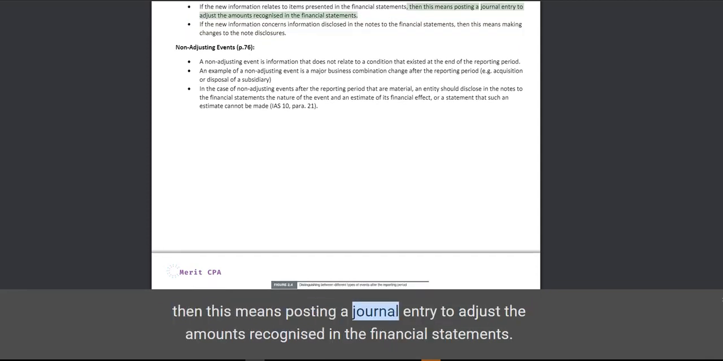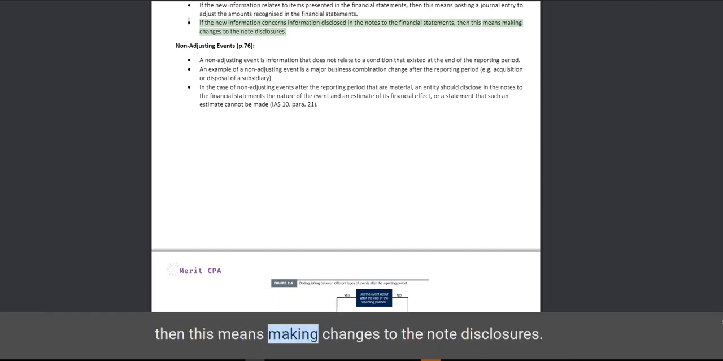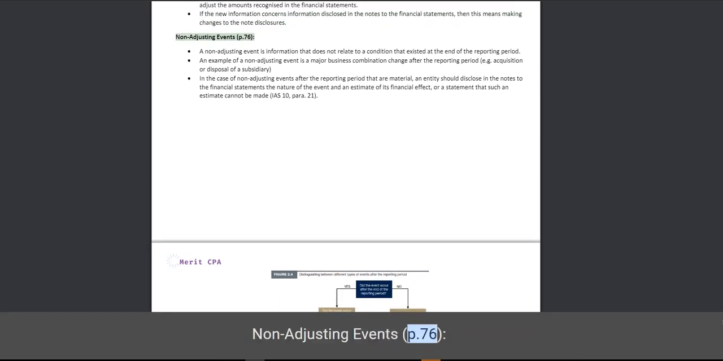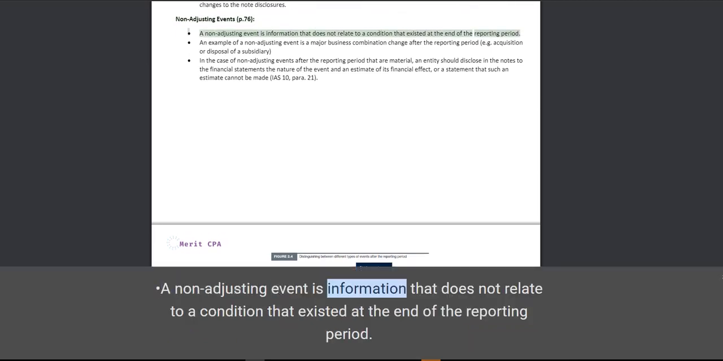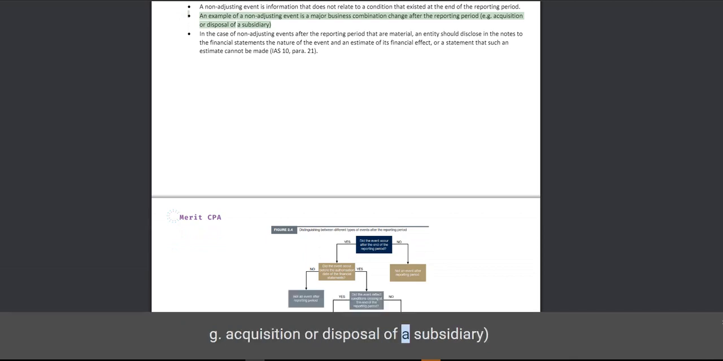If the new information relates to items presented in the financial statements, then this means posting a journal entry to adjust the amounts recognized in the financial statements. If the new information concerns information disclosed in the notes to the financial statements, then this means making changes to the note disclosures. Non-adjusting events. A non-adjusting event is information that does not relate to a condition that existed at the end of the reporting period. An example of a non-adjusting event is a major business combination after the reporting period, for example an acquisition or disposal of a subsidiary.